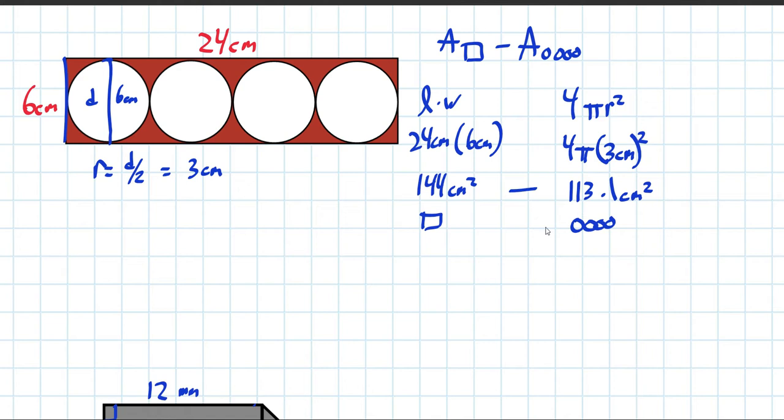The 4 circles are being cut out of the big rectangle, so we're subtracting. And 144 minus 113.1 is 30.9 square centimeters is the shaded area.